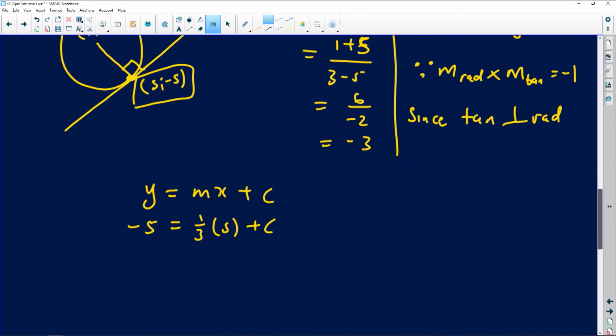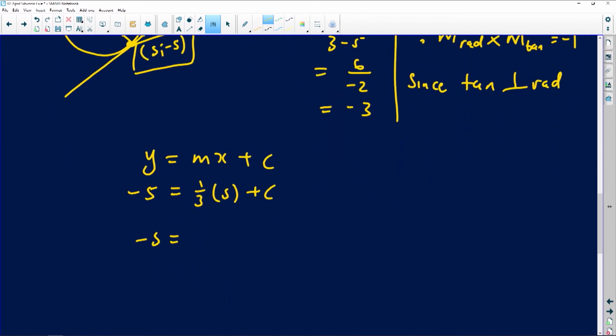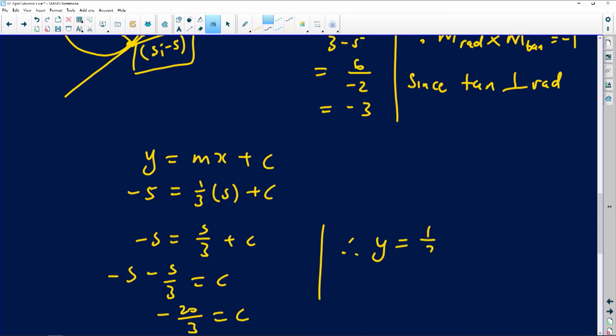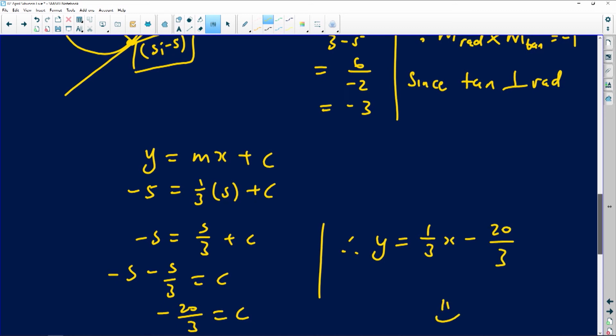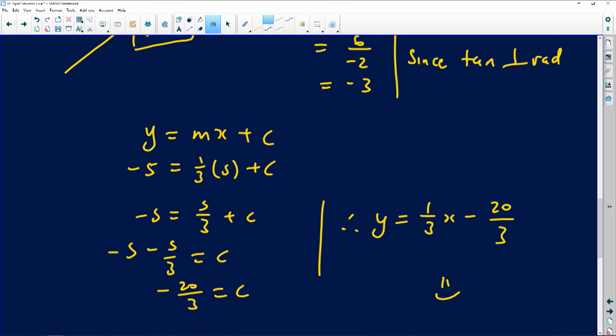And then if you simplify that, you're going to end up with minus 5 equals 5 over 3 plus c. So minus 5 minus 5 over 3 is c. This is actually going to be minus 20 over 3 equals c. Therefore, the equation is going to be y equals 1 over 3 x minus 20 over 3. I hope this is correct, guys, because I'm literally left with seconds to finish off this question. So minus 15 over 3 minus 20 over 3. I hope it's correct. But this is actually what you would need to do to figure out the solution to this question. Absolutely remarkable stuff.